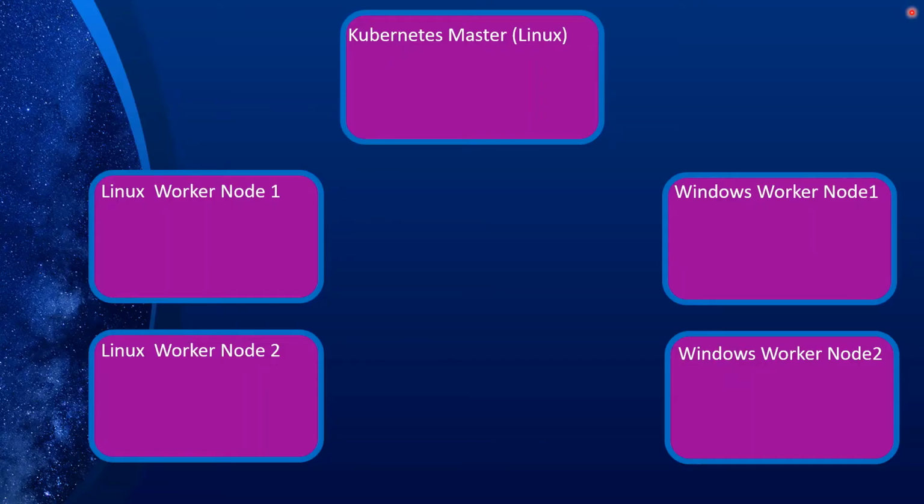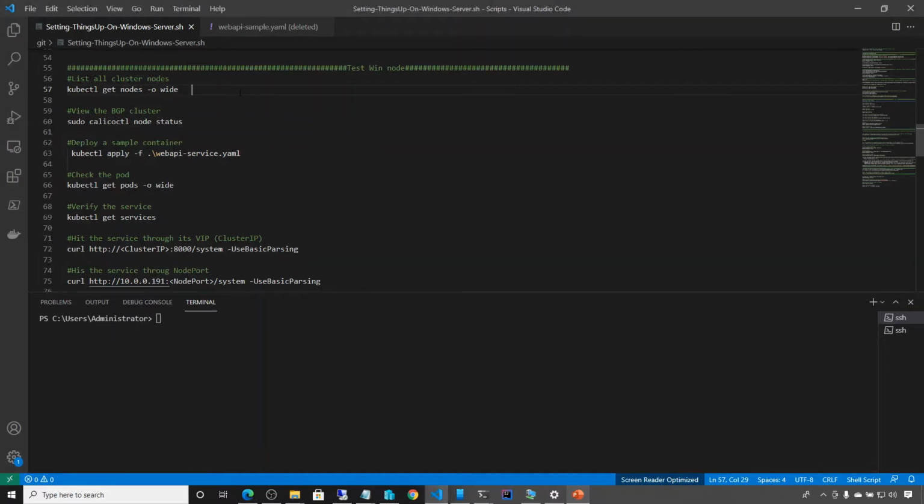So before getting into the demos, I kind of beefed up our cluster. I added one additional Linux and one additional Windows node. So we now have a master, 2 Linux nodes, and 2 Windows nodes. Once you learn how to set up the Linux or Windows nodes, the process is the same. You can set up as many as you need. So let's do some testing now.